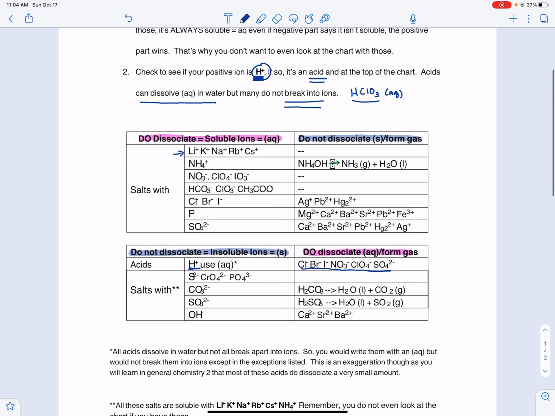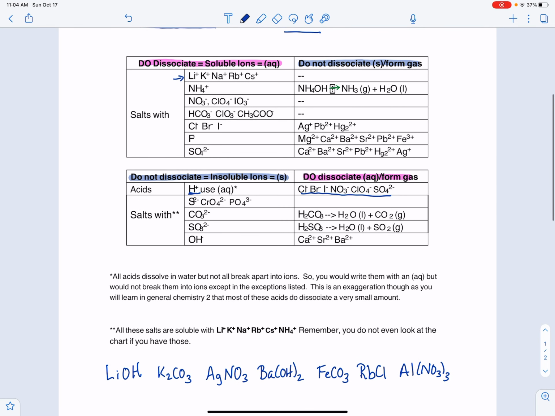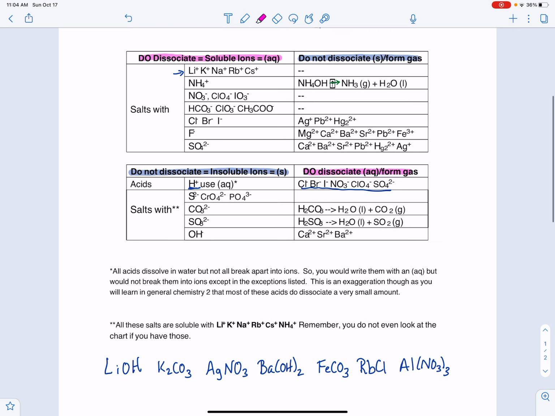All right, so let's look and see if we can use this chart for these ions right here, or these salts right here. So let's start with the LiOH. Remember, always check, do you have an alkali metal first? Li. Well, yeah, you do. That Li right there has something on the front that's an alkali metal, so it means it's automatically soluble. We're not even looking at the chart with this one.